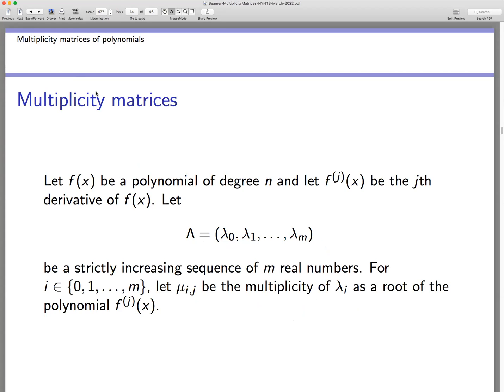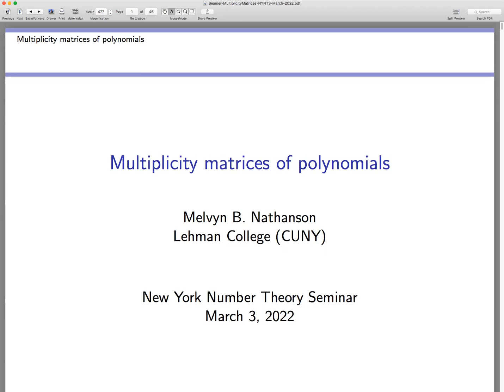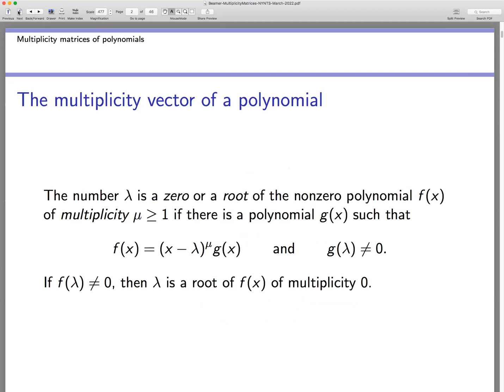So I'm going to be talking about multiplicity matrices and multiplicity vectors. So just to fix, oops, why is it? It went to page 14. I can't figure this out. Let me see if I can go. This is page 1. Page 2. No, damn. Oh, that's right.